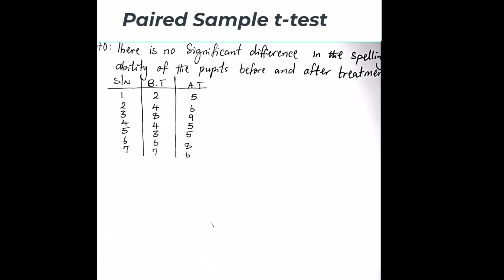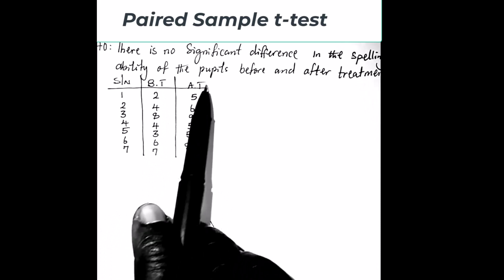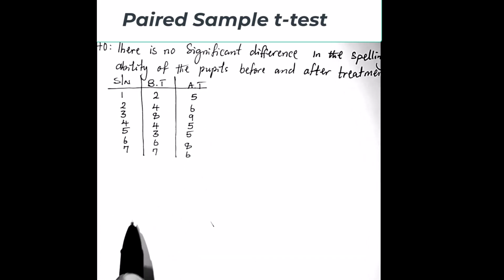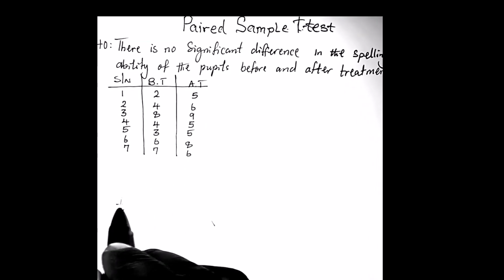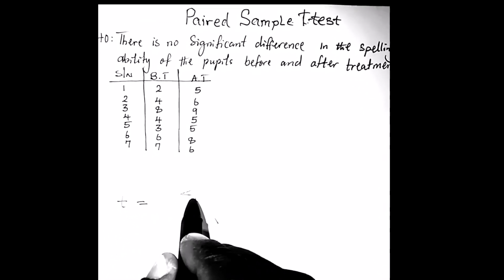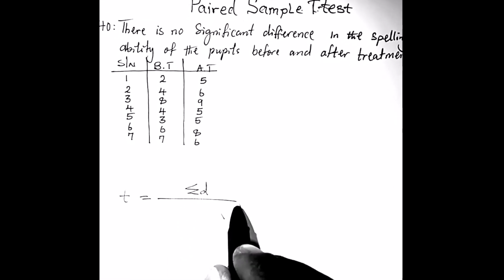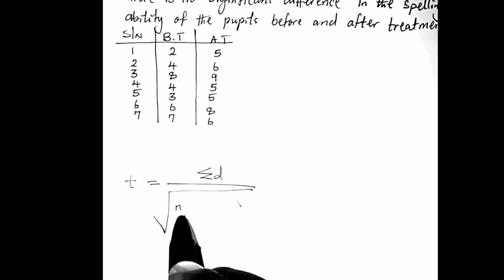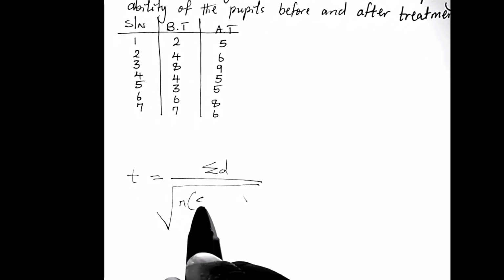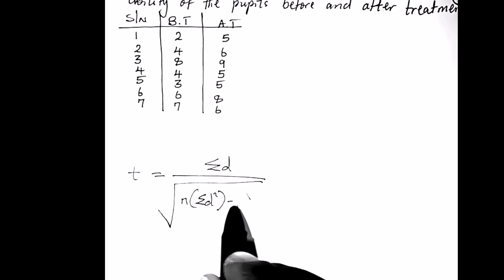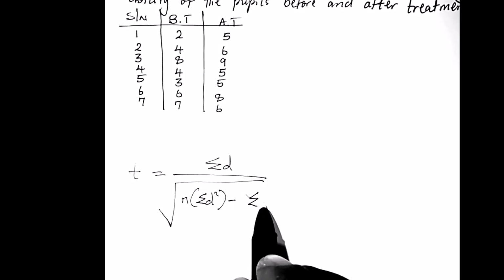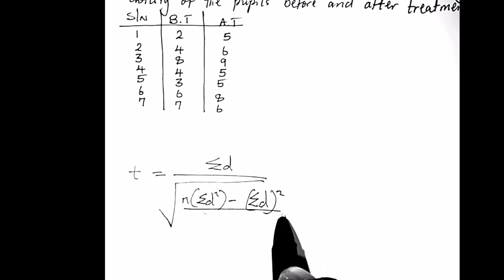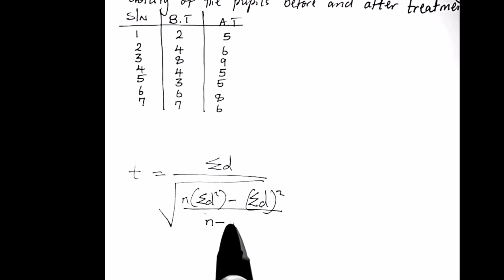So as such, to test this null hypothesis, we are to use this formula which says t is equal to the summation of the difference divided by the square root of n times the summation of d squared minus the summation of d, all squared, divided by n minus 1.